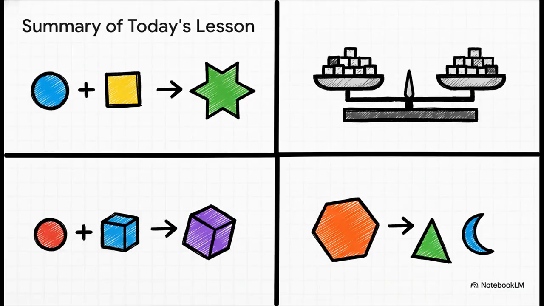So, let us quickly summarize the main points we have learned today. First, chemical reactions always involve the formation of new substances. Second, all chemical equations must be balanced to obey the law of conservation of mass. Third, in a combination reaction, two or more reactants form a single product. And finally, in a decomposition reaction, a single reactant breaks down into simpler products.